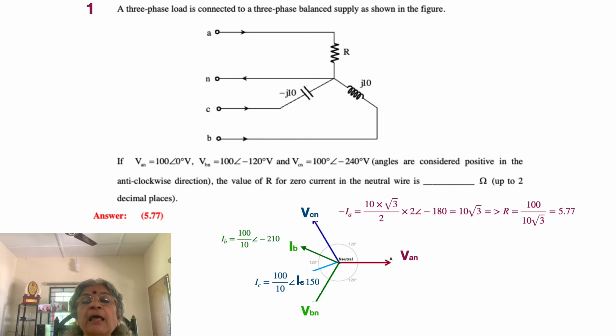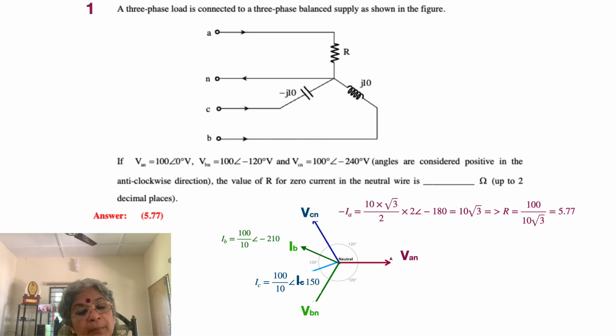Or in other words, there is 90 degrees in the denominator, which means a reduction of angle, or minus 90 degrees added to whatever is shown as VBN. That's the reason why IB is equal to 100 angle minus 120 divided by 10 angle 90, which gives rise to 10 angle minus 210. So it can be minus 210, which means that it will go into the second quadrant. Or else it's the same as plus 150, in which case also it will rest in the second quadrant.